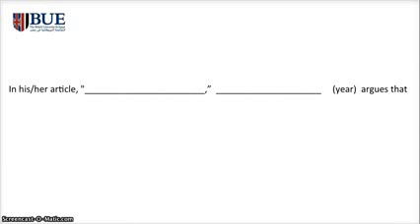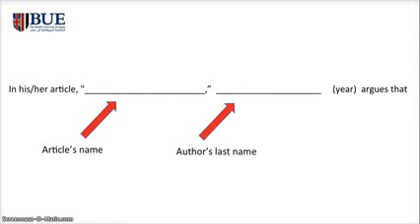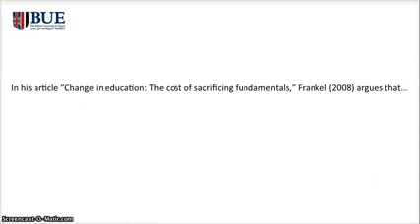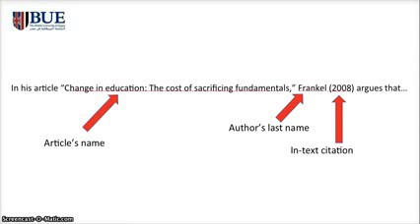Now that you understand paraphrasing, you can begin to write your summary. When writing, place your summary in a frame that includes the name of the article, the author's name, an in-text citation, followed by a reporting verb. This phrase will introduce the main idea or argument in the text. For example, at the beginning of our summary, we can write, in his article, Changes in Education, the Cost of Sacrificing Fundamentals, Frankel, 2008, argues that.